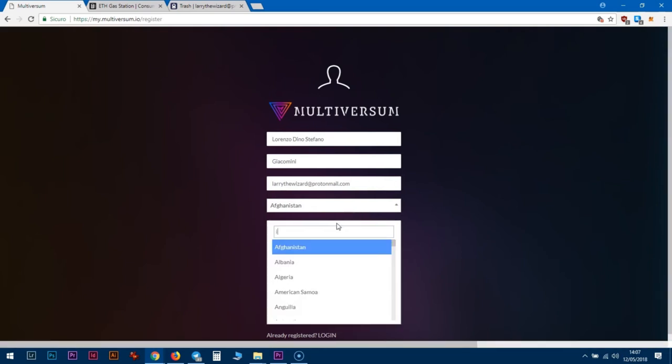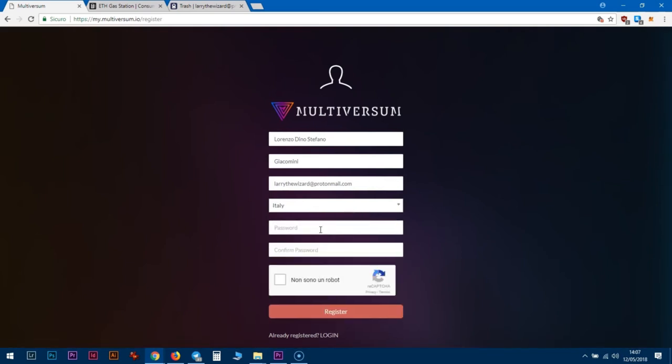You select your country and you choose a strong password composed of symbols and numbers, possibly, along with letters. Okay, not a bot.